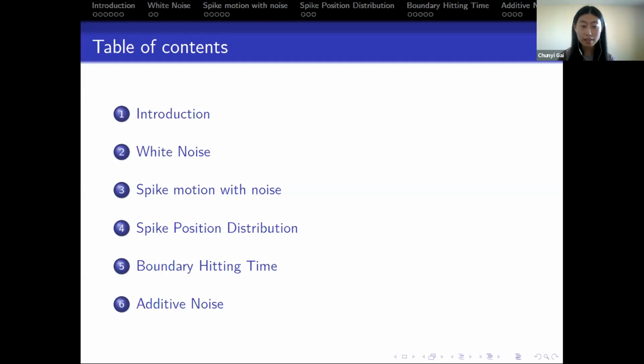On the other hand, when the noise is getting larger, the spike will eventually hit the boundary. In that case, we can compute the expected time for a spike to hit the boundary. And in the end, we considered another type of noise, which is called additive noise. In this case, we found some new problems that we'd like to study in the future.